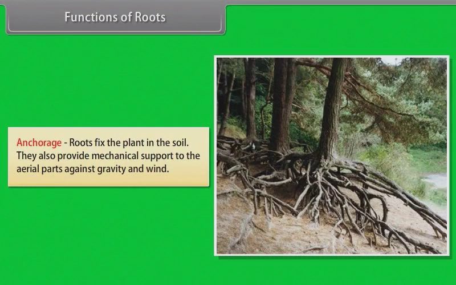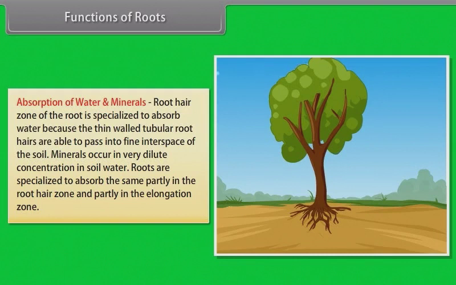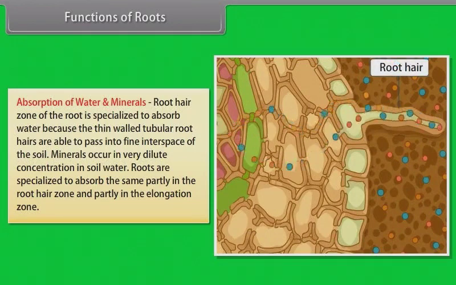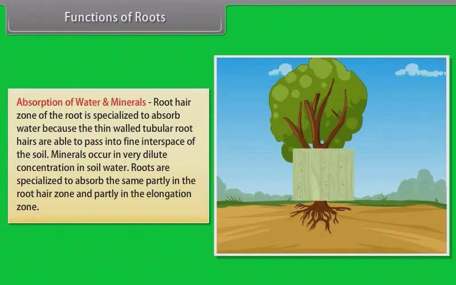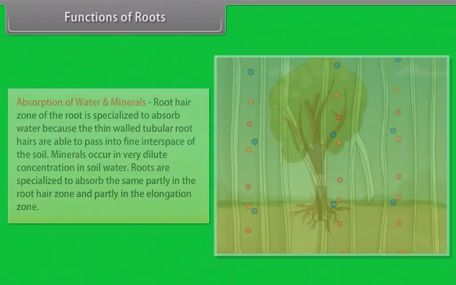Functions of roots. Anchorage. Roots fix the plant in the soil. They also provide mechanical support to the aerial parts against gravity and wind. Absorption of water and minerals. The root hair zone of the root is specialized to absorb water because the thin-walled tubular root hairs are able to pass into fine interspaces of the soil. Minerals occur in very dilute concentration in soil water. Roots are specialized to absorb the same partly in the root hair zone and partly in the elongation zone.